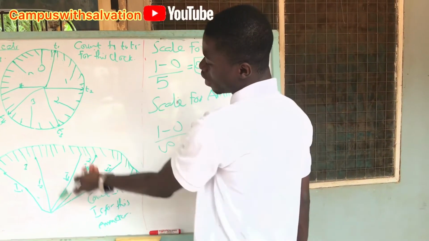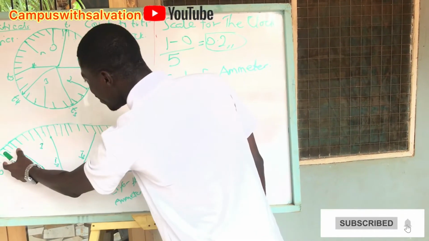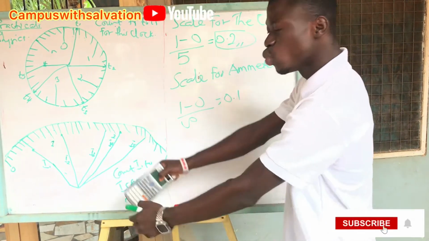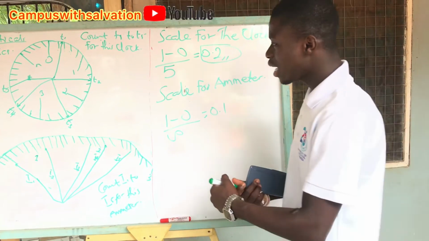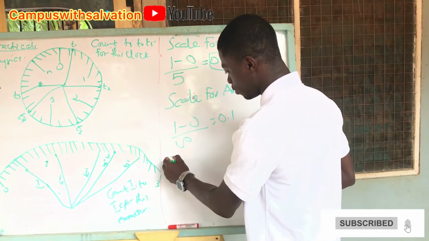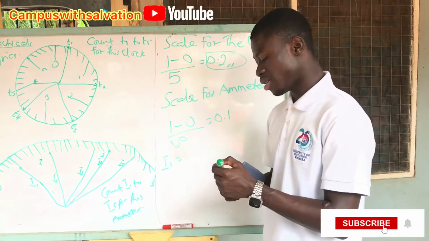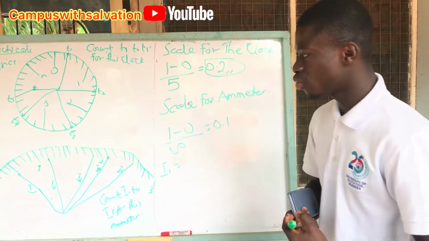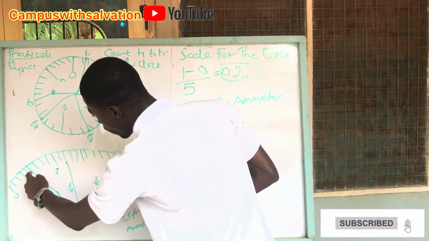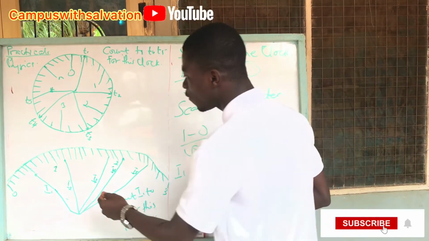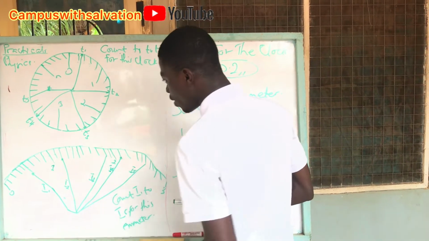The same principle that we are using: 1 minus this 0, divided by the small divisions here in between. So very simple. After having your scale, you just count I1. You multiply each count by the scale 0.1. So let's go. 1, 2, 3, 4, 5. It falls here, and the I1 falls exactly on the 5.